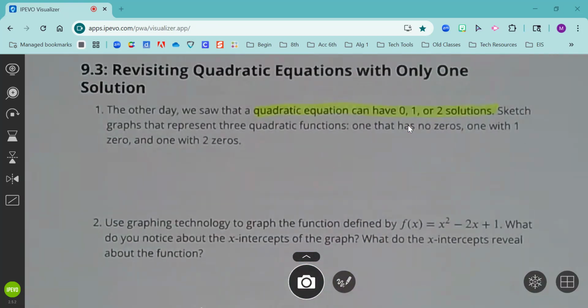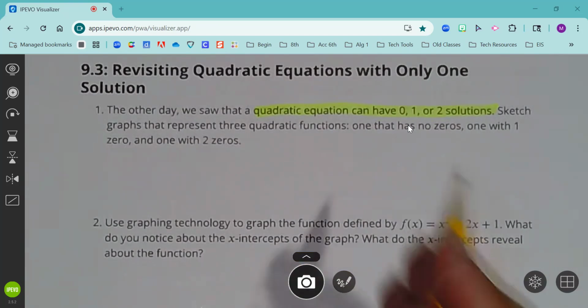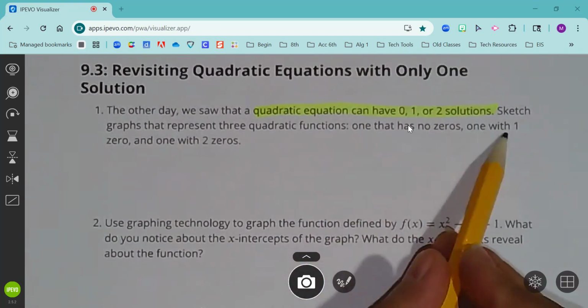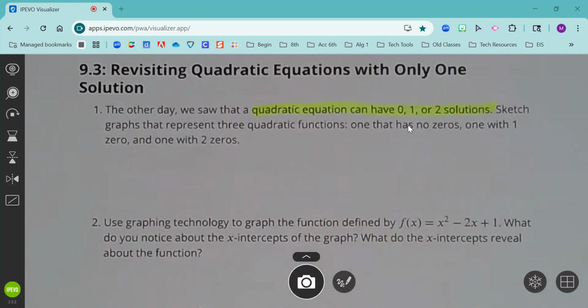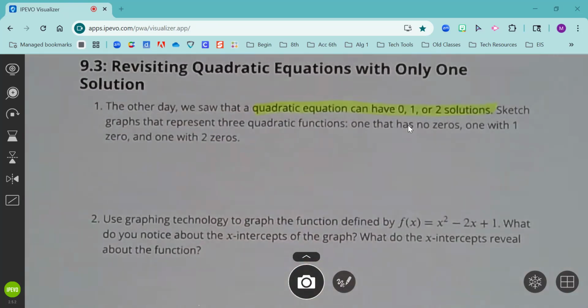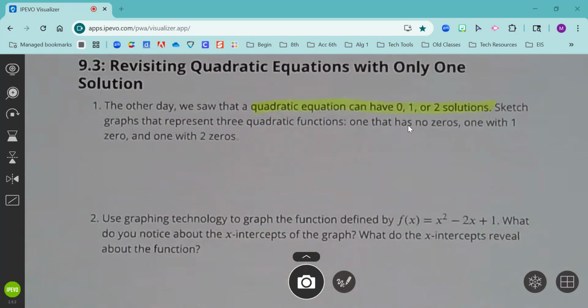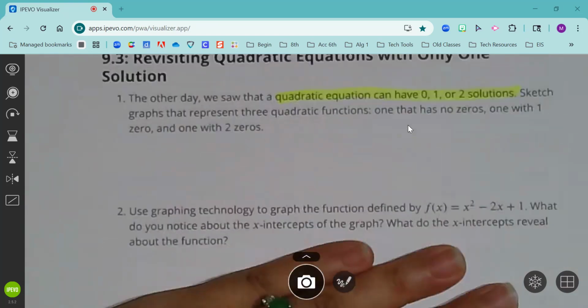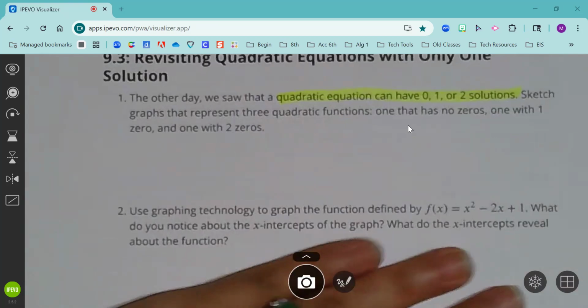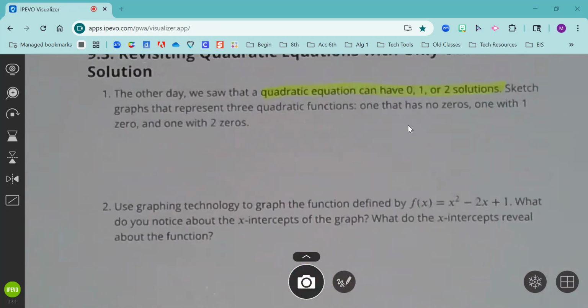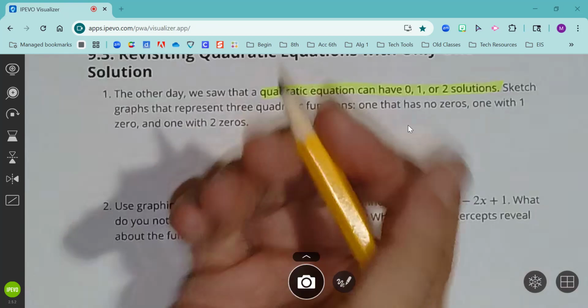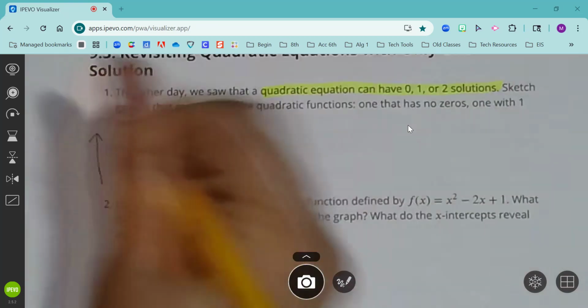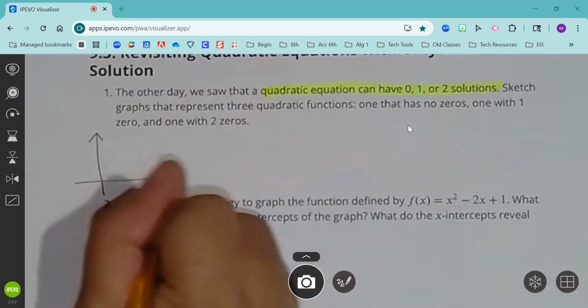Sketch graphs that represent 3 quadratic functions. One that has no zeros, one with 1 zero, and one with 2 zeros. Okay, so if I do that, let's see if I could do a little rough sketch here.